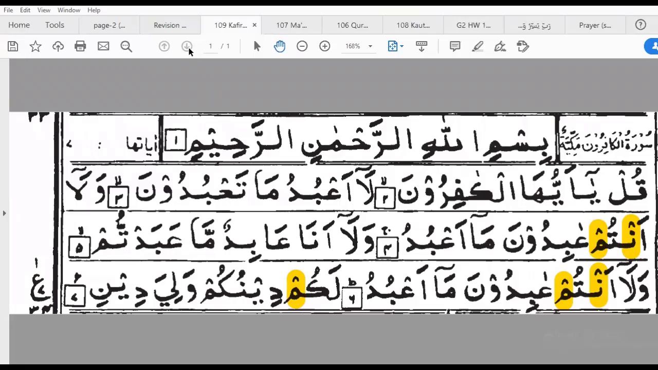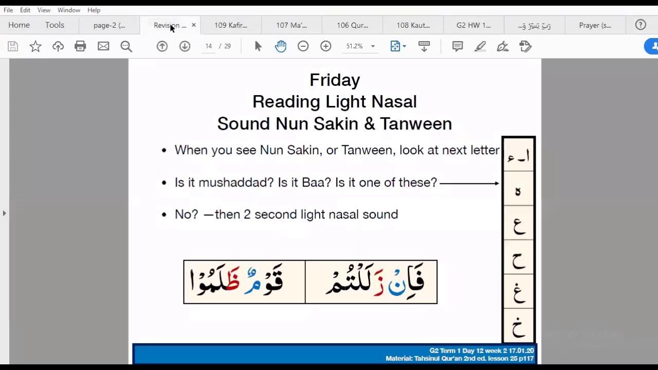Well done. Excellent. Okay, so just to remind everybody of this rule, the rule is reading with a light nasal sound with the noon sakin and tanween. So when you see noon sakin or tanween, like you said, excellent, look at the next letter. You ask yourself, is it a mushaddad letter? Is it a ba, or is it one of these 7 letters? If the answer to those questions is no, then a 2-second light nasal sound is produced.